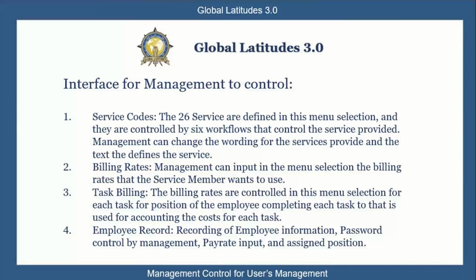Well, first we're going to address the specialty on this particular application of Global Latitudes. It has 26 different services, and the customer has the ability to change the wording in it. They also have the billing rates that they have control of because they always fluctuate. Task billing and recording employee information and passwords will lay out as follows.